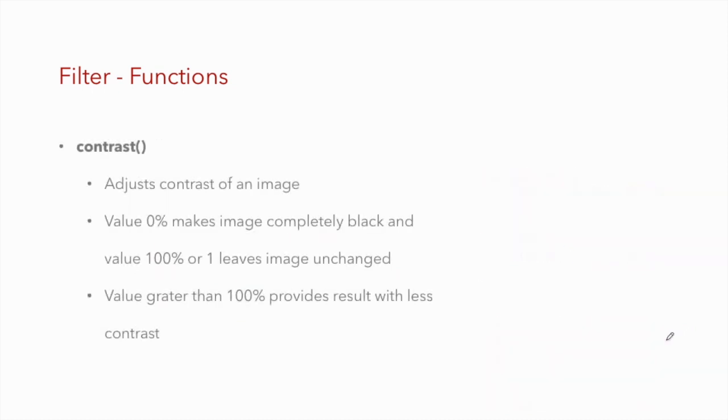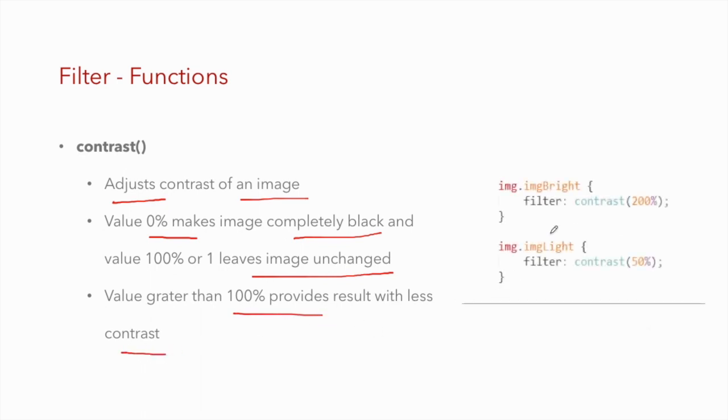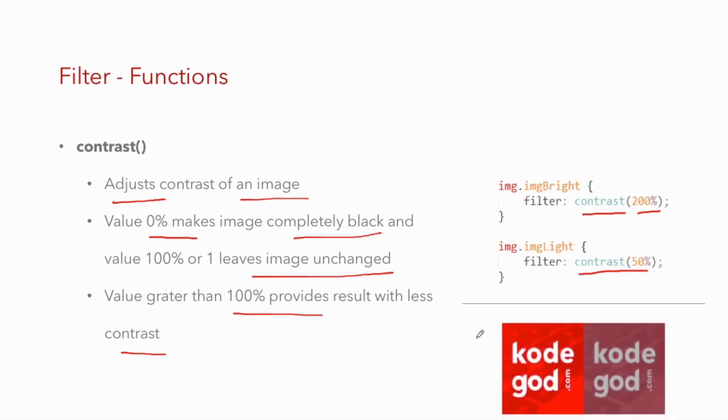Then we have contrast. The contrast function will adjust the contrast of an image. Again 0% makes the image completely black, 100% or 1 leaves the image unchanged, and a value greater than 100% provides results with more contrast. So again in a similar fashion, what we have done is applied contrast instead of brightness. In the first example it is 200, and in the second example it is 50%. You can see a significant difference in terms of contrast. This is almost double the original image that we have, and this is reduced by 50%.